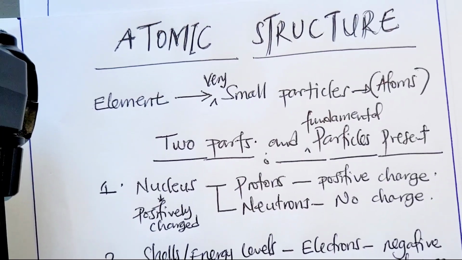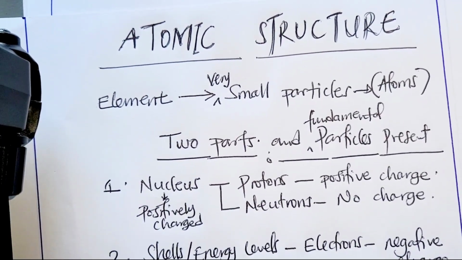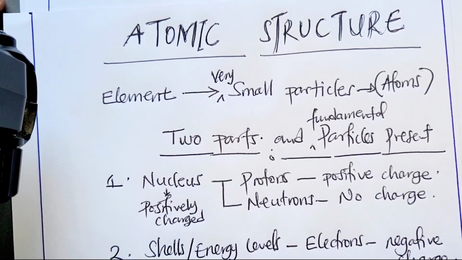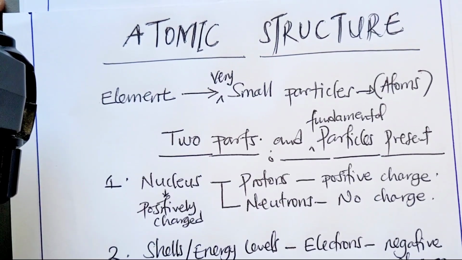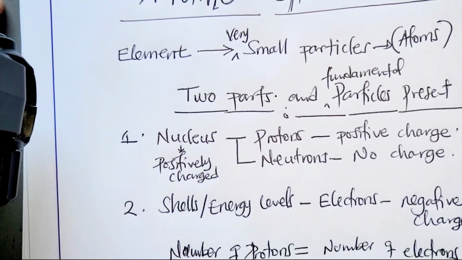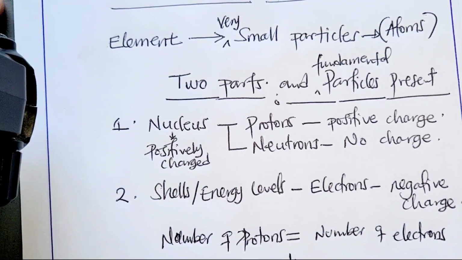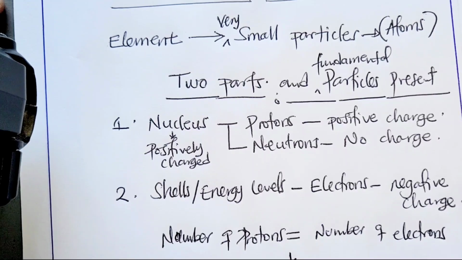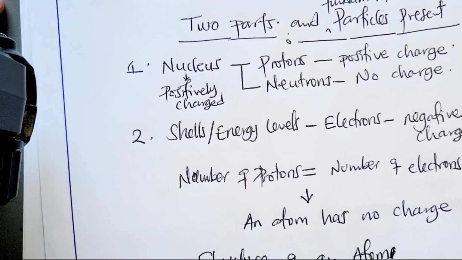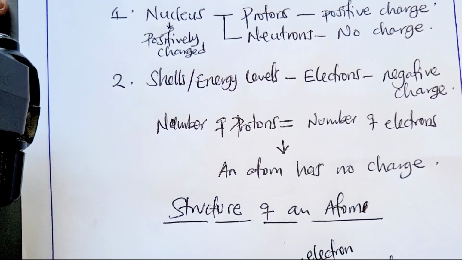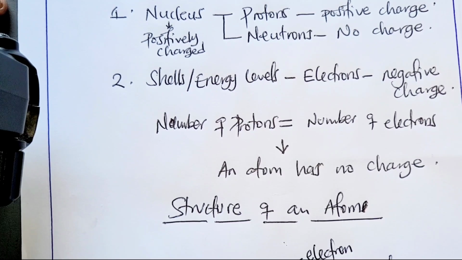Basically an element is a pure substance that contains the same kind of particles, and these particles are called atoms. Then we are saying that an atom has mainly two parts, and the fundamental particles present have been explained below. Here we have a nucleus, which is mainly positively charged, and it has protons, which are positively charged, and neutrons with no charge. Then the shell, talking about the energy levels, having electrons which have a negative charge.